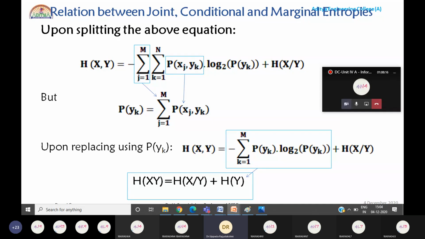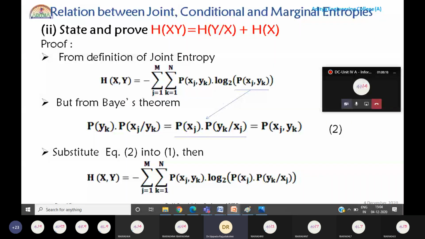Let us move to the next slide. So let us go through the proof of the second factor. These two derivations are very important for your examination. So what is the second relation?